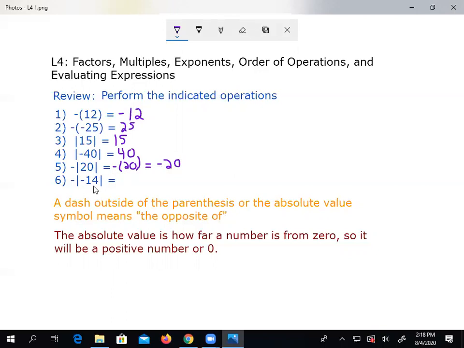So here I got to take the absolute value of negative 14, which turns into a positive 14, but then I got to take the opposite of a 14. And the opposite of 14 is then a negative 14. So that actually has to do both operations. So the absolute value has got to be done first, and then we do the opposite of that second. So that's kind of a little bit of review of the opposite and the absolute value.